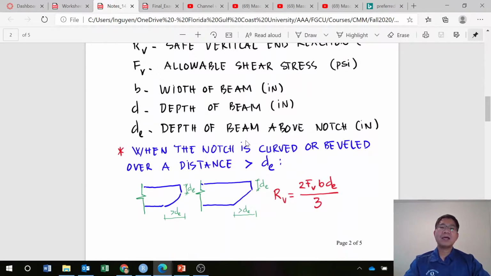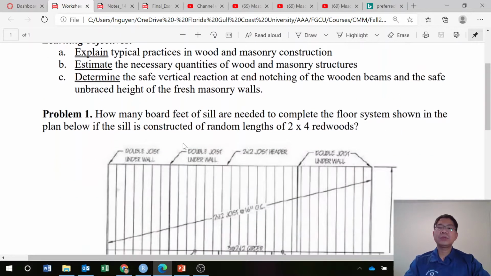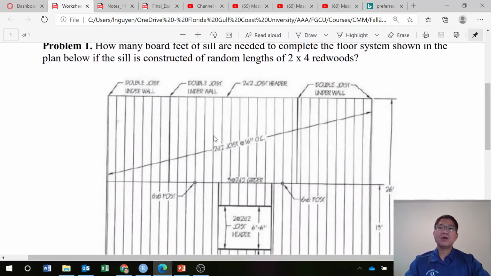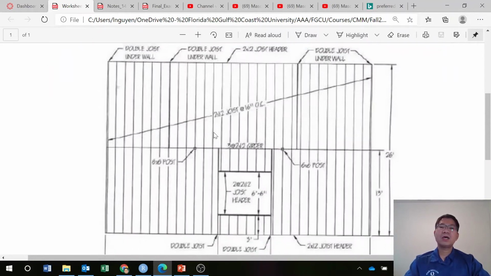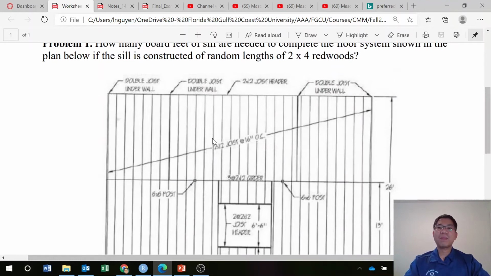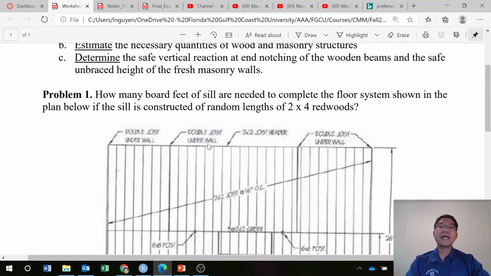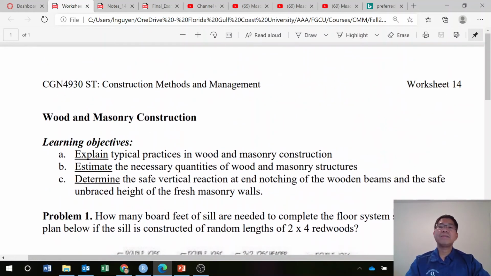So that is the overview of wood construction with different connectors and different applications of wood in construction. In the next video, you will learn how to determine quantity with practice, for example, board feet. What is that about? Hopefully you have heard that unit before, but otherwise you can see problem 1. And in problem 2, we will determine the RV, which is the safe vertical reaction if we notch. From that, we can move on to the second topic of today's class, masonry construction.